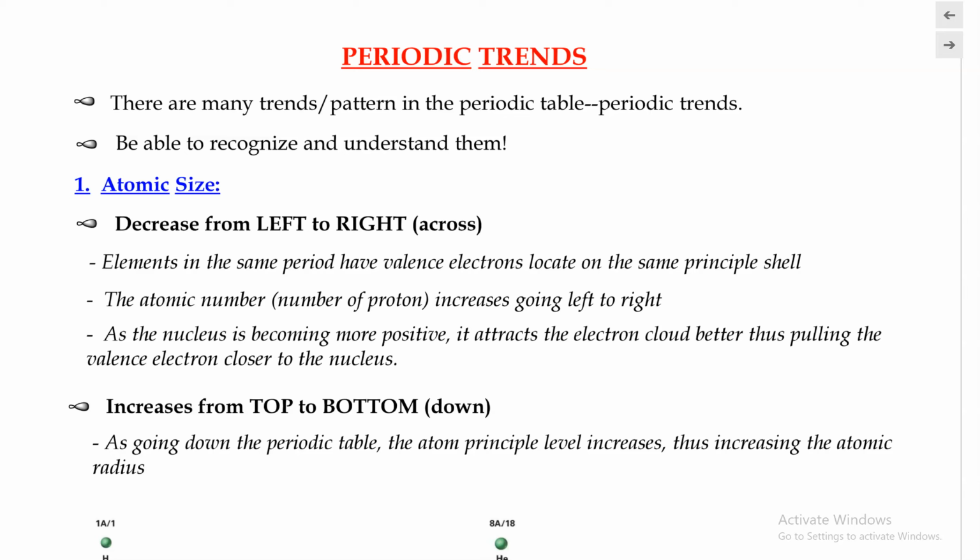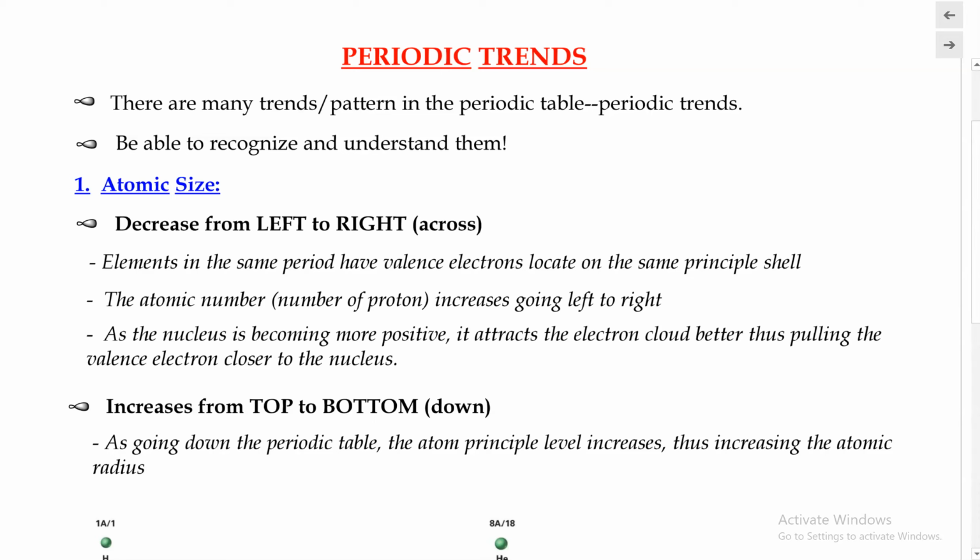The periodic table has many trends or patterns that are important for us to be able to recognize, so that way we can look up the information easily. So here in this lecture, I'll be discussing two of the most important periodic trends. First is the trend in atomic size, and second, the trends in ionization energies.